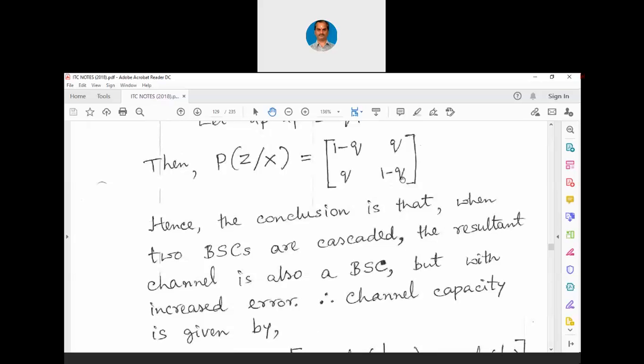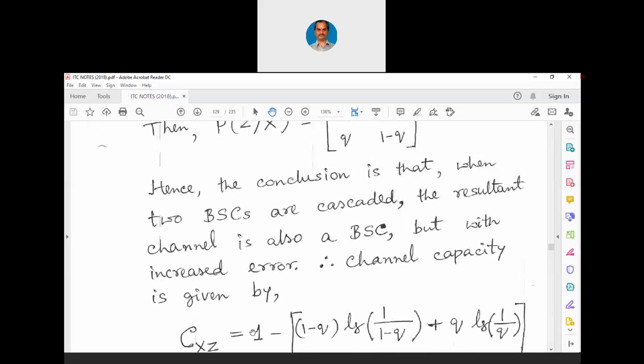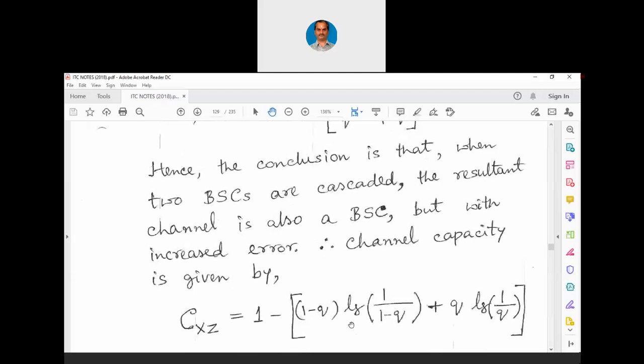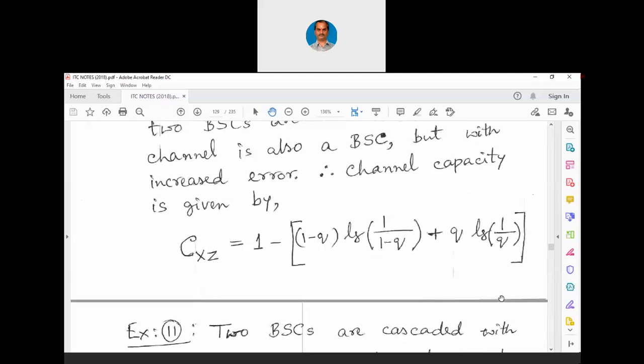Again, that is also going to be obvious, right? Except for the increased noise. But there is an increased error. Why is there an increased error? That is because we have probabilities being multiplied now, probabilities being added now. Naturally, we will have increased error. Therefore, the channel capacity is given by C of xz equals 1 minus q into lg of 1 by 1 minus q plus q into lg of 1 over q.